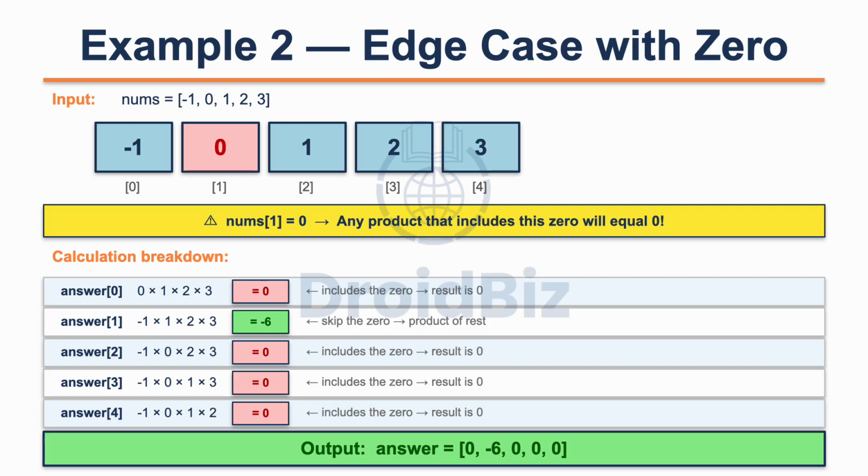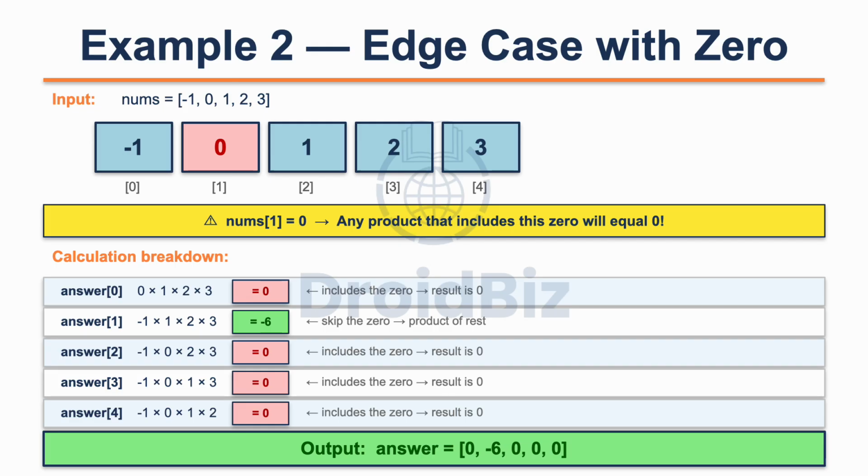Now, let's look at example 2. This one has an important edge case. Our input array is -1, 0, 1, 2, 3. Notice that nums at index 1 is 0. This is the tricky part. Any product that includes this 0 will automatically become 0. Let's go through each position.